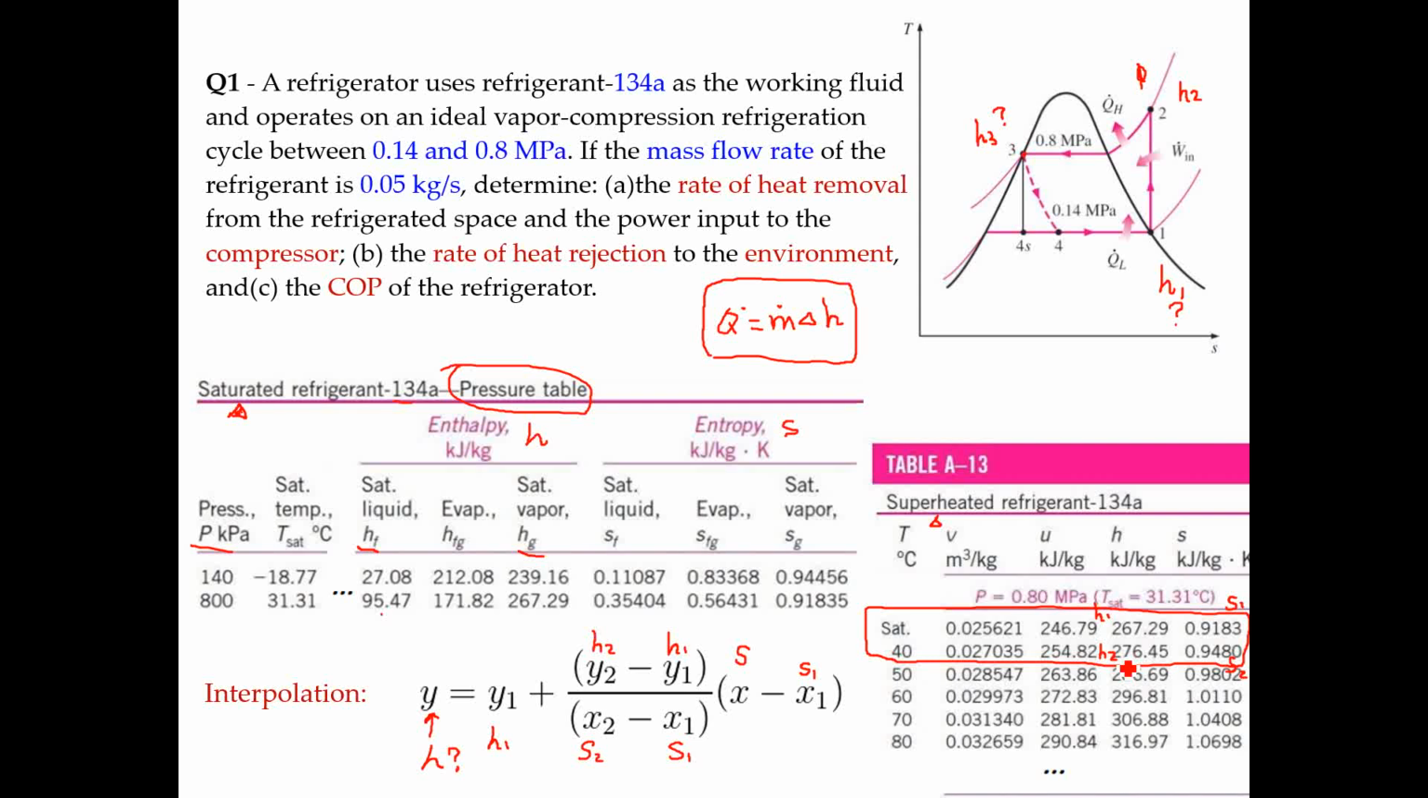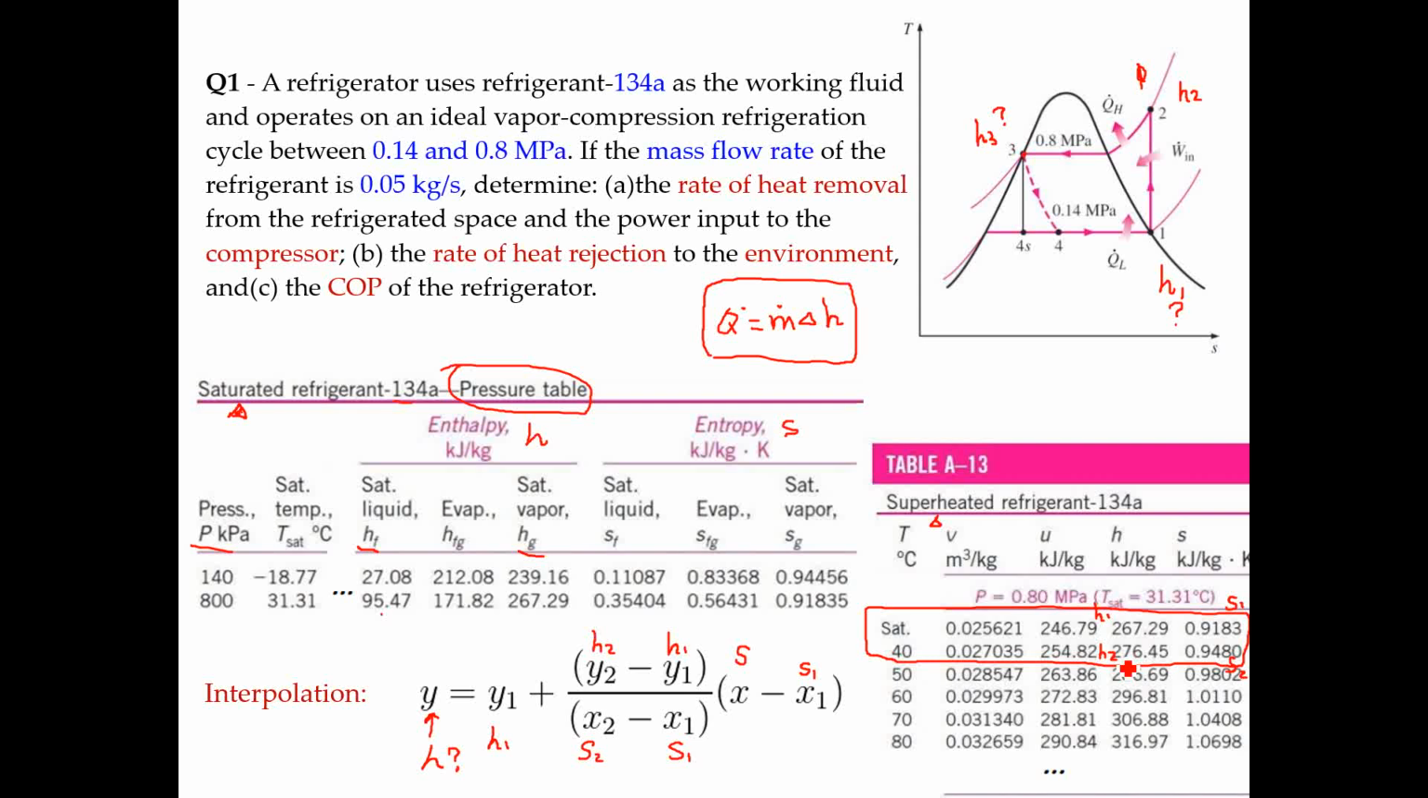Some explanations to make sure you are all on track. For point 1, we find the value just reading from the saturated table, because point 1 is on the saturated line, so we just need to find the enthalpy value for saturated gas.